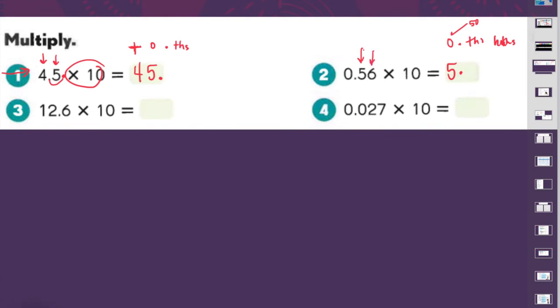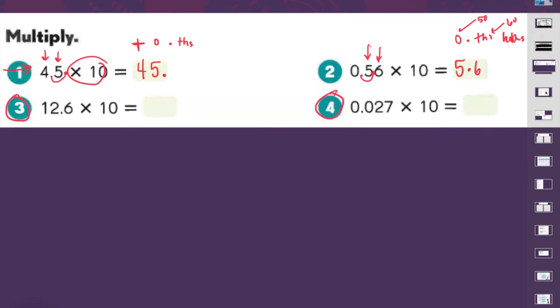And 6 hundredths times 10 would give me 60 hundredths. So those 60 hundredths would be regrouped into 6 tenths. So 56 hundredths times 10 would give me 5 and 6 tenths, or 5.6. And you may notice that when we multiply by 10, our decimal point moved one place to the right.